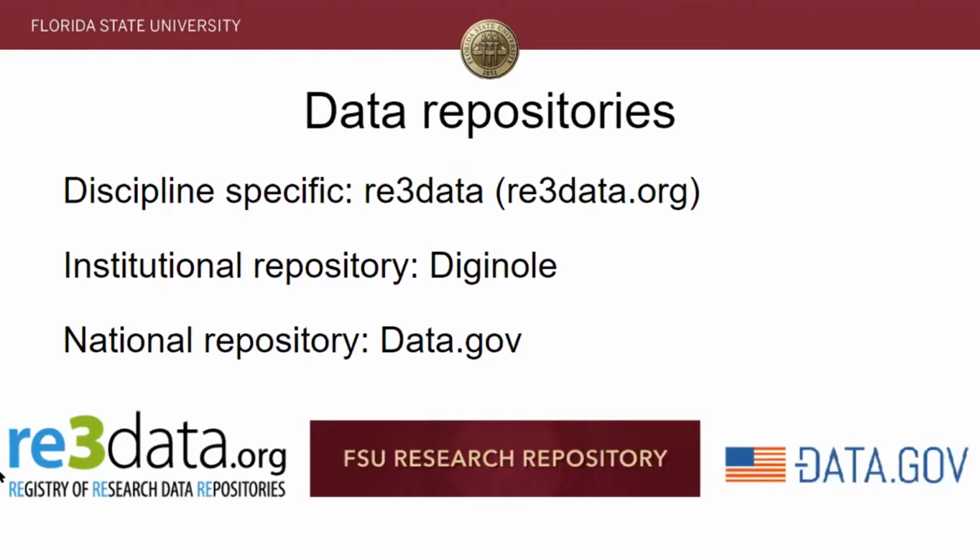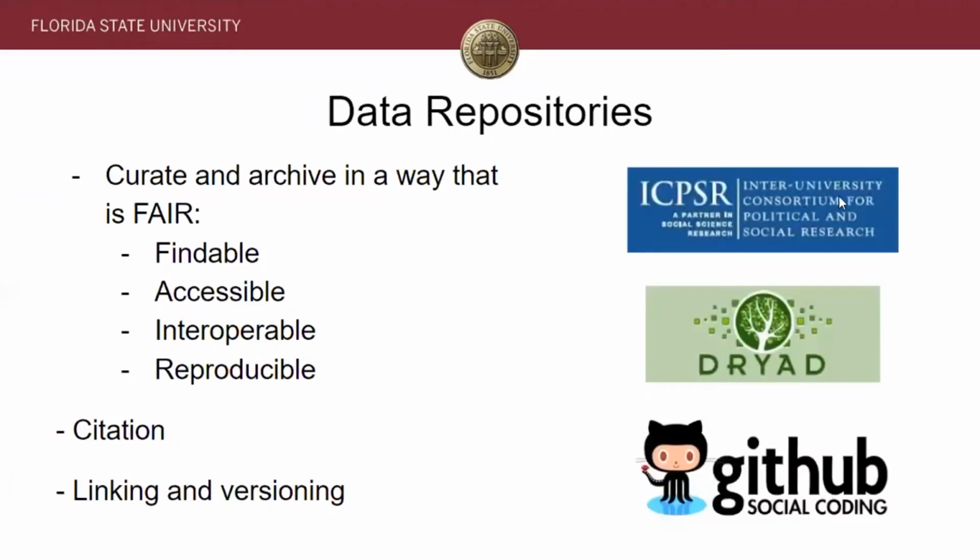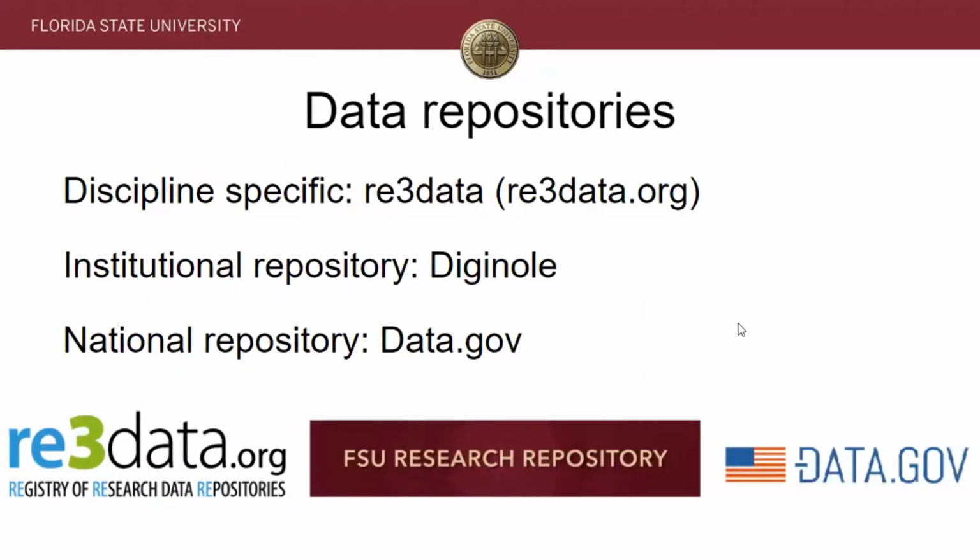ICPSR, which was on the previous screen, the Inter-University Consortium for Political and Social Research, is a data repository for social sciences. Dryad is a biomedical sciences data repository, and GitHub, which some folks may have heard of, is a code repository where you can find open source code. These are examples of discipline-specific repositories, and there are many different discipline-specific repositories out there.